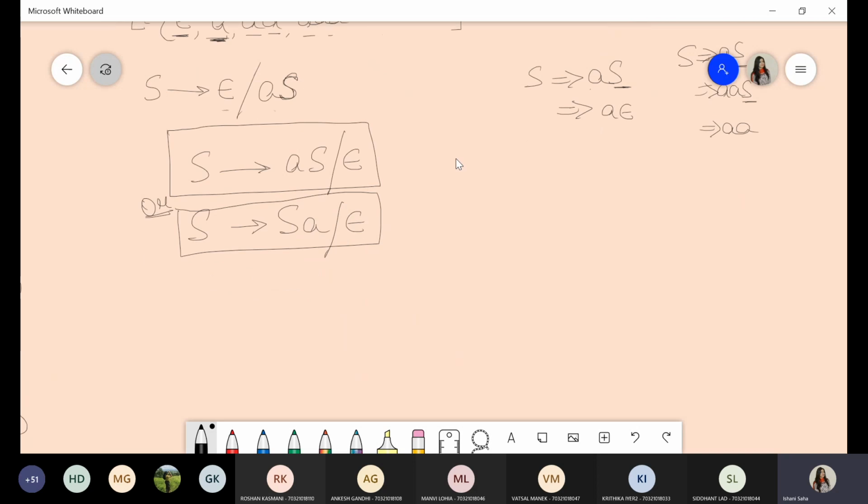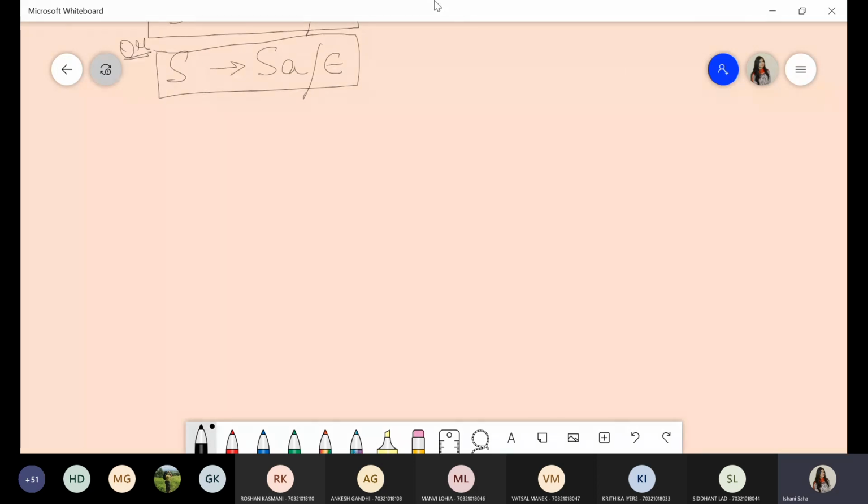Chalo, let's take the next one. Why I'm taking the very basic ones is because these kinds of grammars are going to repeat. There are going to be more complex ones of a similar type. So how can you directly solve them at that time? Okay, so now let's increase the complexity a bit.